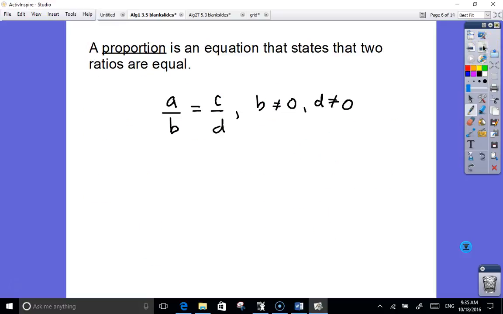A proportion is when you make an equation between ratios. Right? So in pure math terms, A over B equals C over D. That's called a proportion. In any case, it's an equation. It's something to be solved. And why do you think that says B does not equal 0, D does not equal 0?